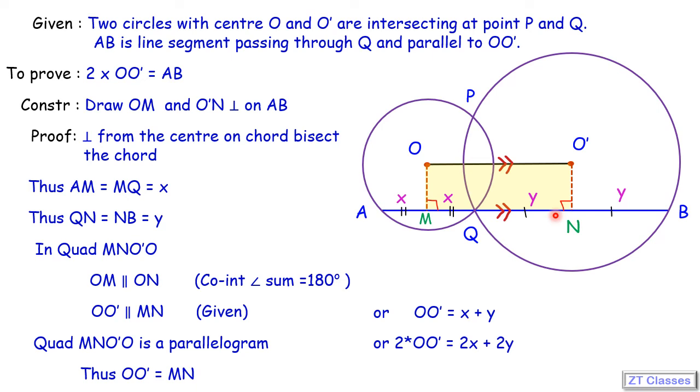So multiplying them with 2 on each side. Now 2 times OO dash is 2x plus 2y. This is what is length of AB. AB is nothing but 2x plus 2y. So 2 times OO dash is equals to AB. And this is what we had to prove, hence proved.